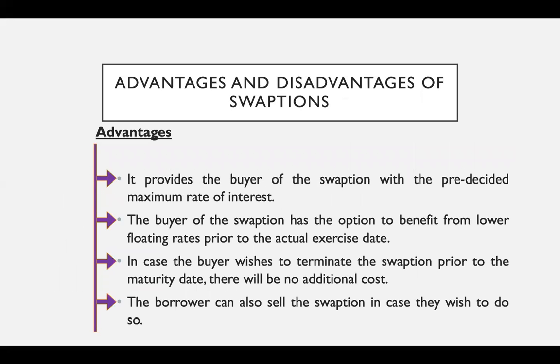Advantages and disadvantages of swaptions. The main advantage of swaptions is it provides the buyer of the swaption with a pre-decided maximum rate of interest. The buyer of the swaption has an option to benefit from lower floating rates prior to the actual exercise rate. In case the buyer wishes to terminate the swaption prior to the maturity date, then there will be no additional cost. The borrowers can also sell the swaption in case they wish to do so.